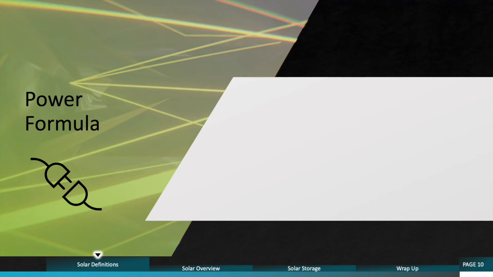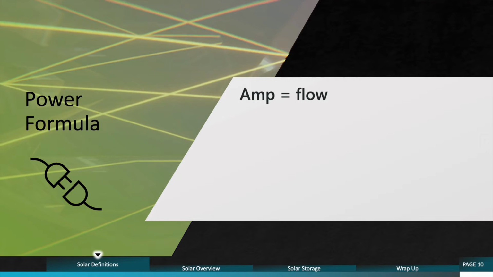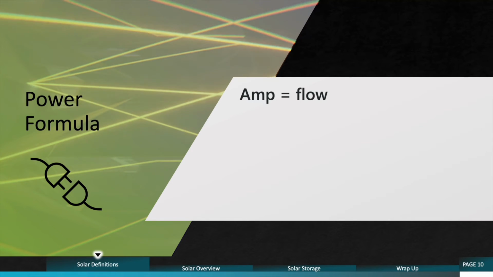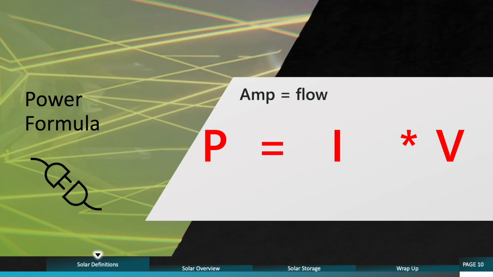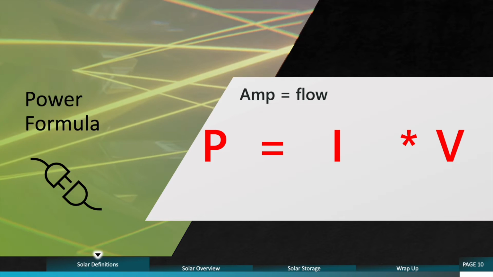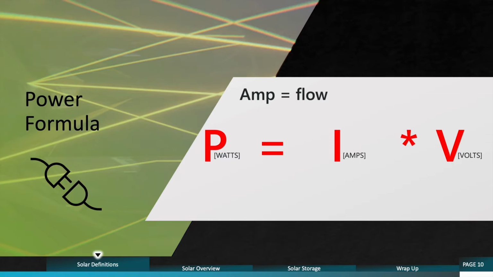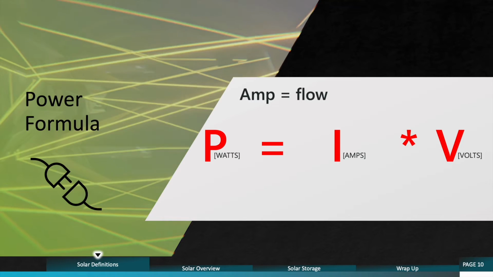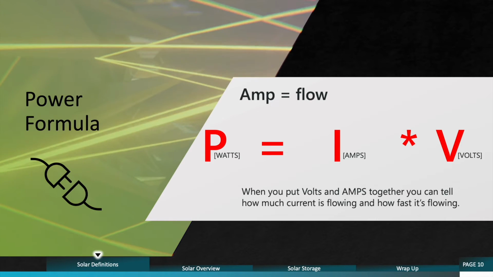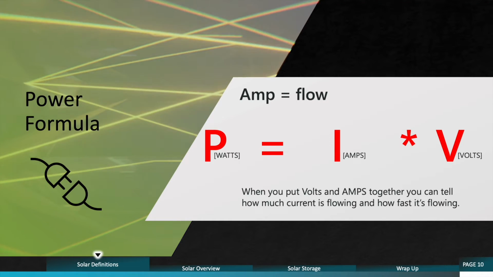So here's the power formula. Amp equals flow. So when we're talking about voltage, we're talking about the pressure. When we're talking about amps, we're talking about the flow. So our power formula is pretty simple. It's P equals I times V. Well, what do those mean? Well, P is going to be the watts. In this power formula, we're trying to determine the wattage that's being delivered, which means we have to multiply the amps times the volts. So when you put volts and amps together, you can tell how much current is flowing and how fast it's flowing.